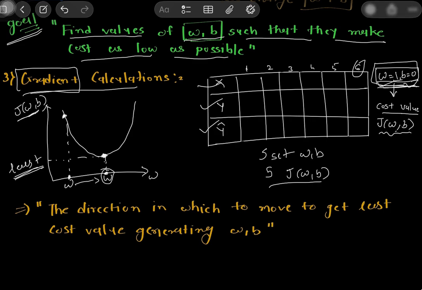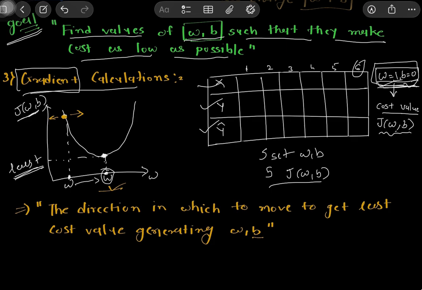Here I'm only talking about W. The same way, we will also have to follow all the steps to find B as well. For simpler understanding, we will consider W only. Suppose I am here, where I did my initialization. From this point, in which direction do I have to move to get the least cost function? That is how the gradient is going to help us. Should we move to the right or to the left?